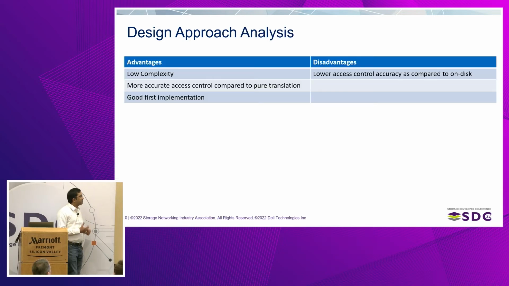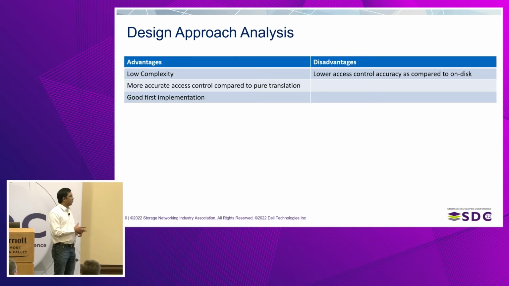So if you look at the trade-offs of this approach, the complexity is definitely low. Most of the code is in user space. There is, I grant you, some amount of code in the access checking algorithm in the kernel to account for the mask ACE, but apart from that, almost all of the code is in user space. The access control for this is more accurate than what you would get by doing pure translation, because now you have the mask ACE in the kernel.